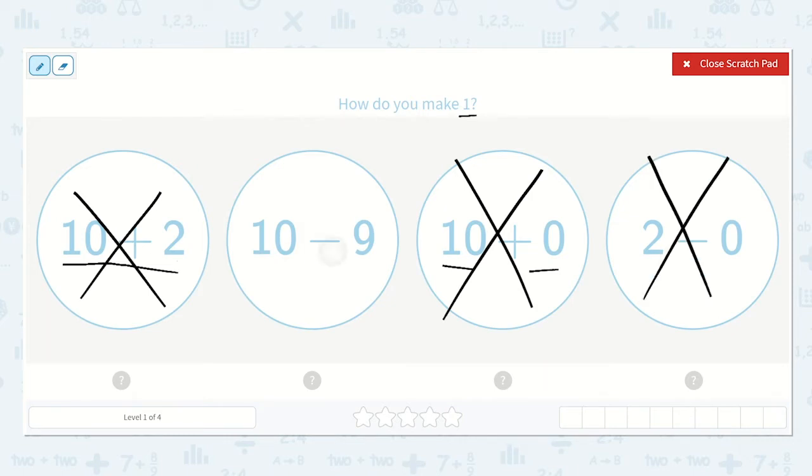Well, now I have 10 minus 9. Let's double check to make sure this one is true. 1, 2, 3, 4, 5, 6, 7, 8, 9, 10, and I will subtract or take away 9. 1, 2, 3, 4, 5, 6, 7, 8, 9. I am left with 1. That is the number we were looking for.